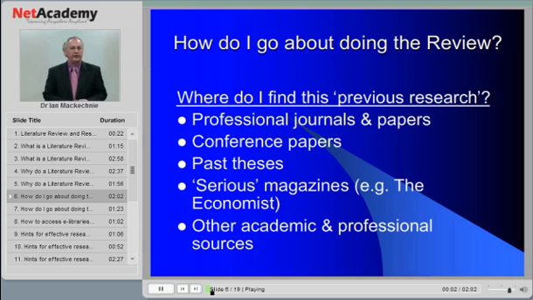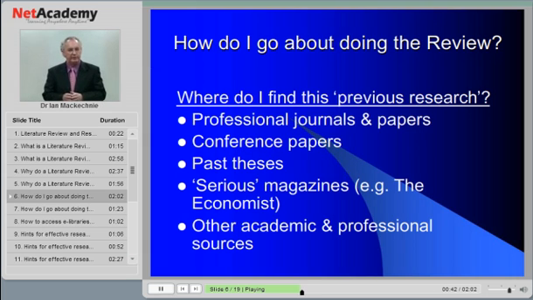How then do we go about doing our literature review? Where do we find this previous research? Well, some very important areas to look at are, firstly, professional journals and papers. These professional journals are journals which are written for particular areas of profession within business. Journals that relate to human resource management, production management, accounting, management, HR, supply chain management. There are many, many professional journals that are written for the professional.